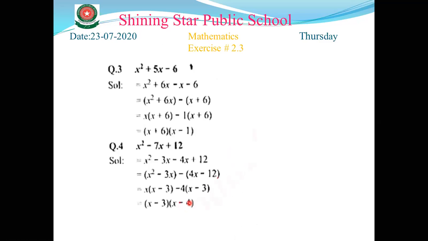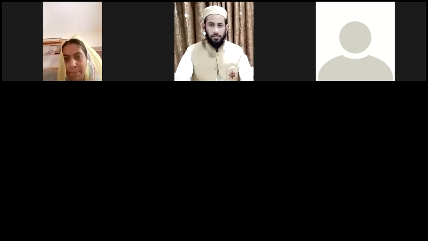x square plus 5x minus 6. Now, you have to find two numbers. If you multiply them, you must get minus 6, and if you add them, you must get 5. Okay, so those numbers are 6 and minus 1.